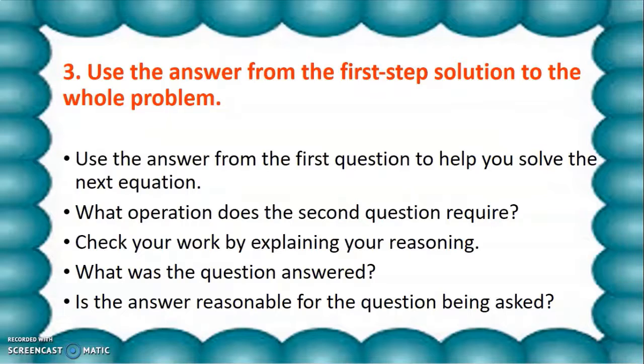Third step, use the answer from the first step solution to the whole problem. Use the answer from the first question to help you solve the next equation. What operation does the second question require? Check your work by explaining your reasoning. What was the question answered? Is the answer reasonable for the question being asked?